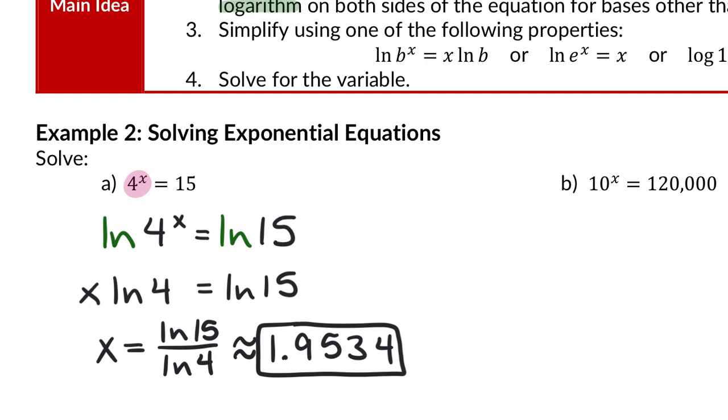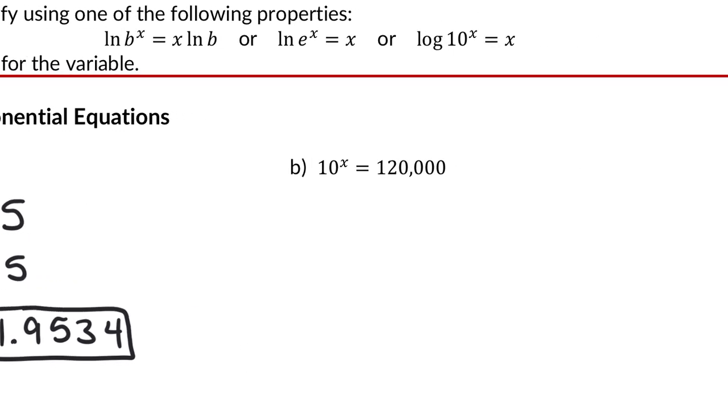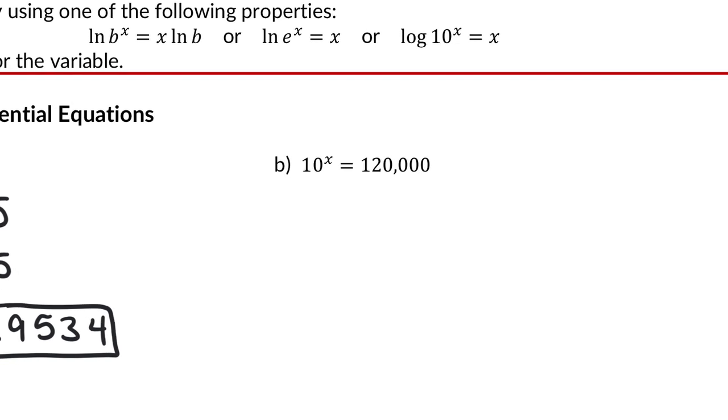Sound good? Here's another way that we might be able to solve a question like this. Again, 10 to the x power is what we're trying to isolate first because that's the term with the x in the exponent. So it is isolated. We're good to go. This time, since the base is 10, instead of using natural log, it's actually really helpful to use common logarithm. So doing log of 10 to the x equal to the log of 120,000.